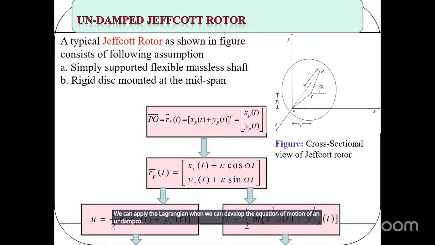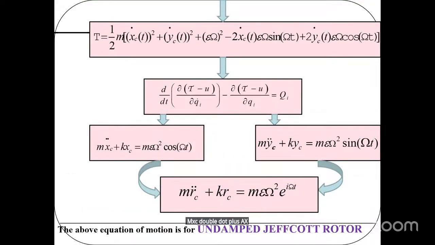M xc double dot plus K xc is equal to M e omega square cos omega t. Next equation, M yc double dot plus K yc is equal to M e omega square sin omega t. So these are the equations of motion of an undamped Jeffcott rotor.